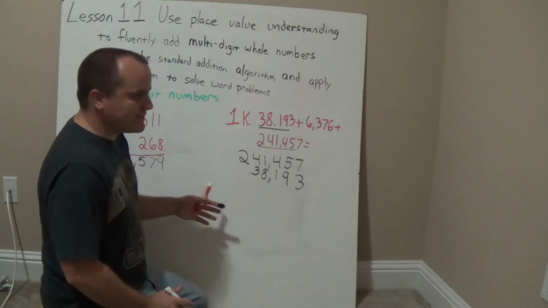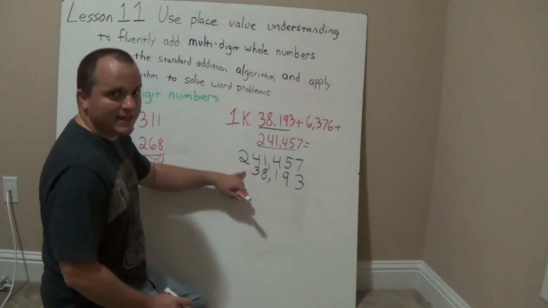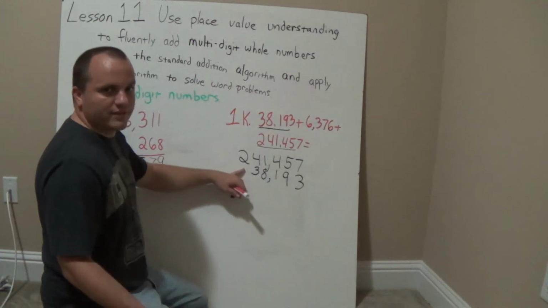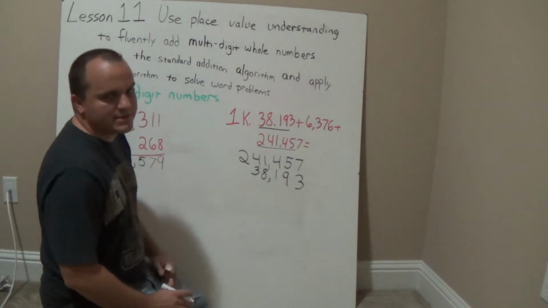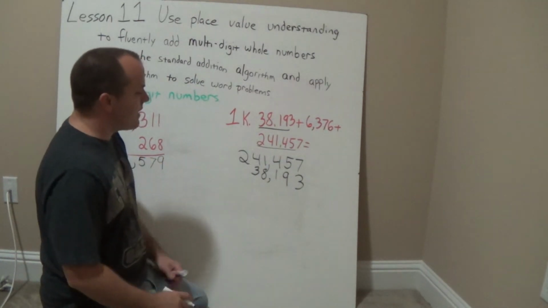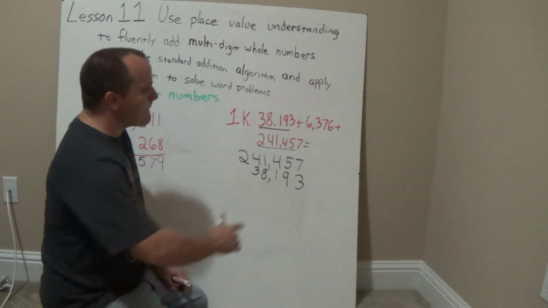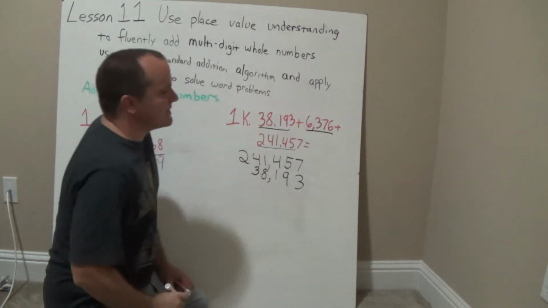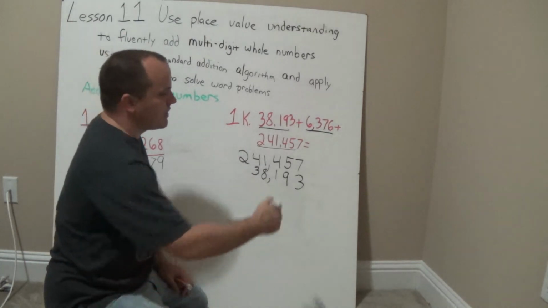If you want to choose to put a 0 there so you can hold your place, as some people like to call it, it's just putting the value of your 100,000, which would be 0. I don't necessarily need to do that, but if you want to, feel free. And then I have my one number left, 6,376. I start at the ones place.